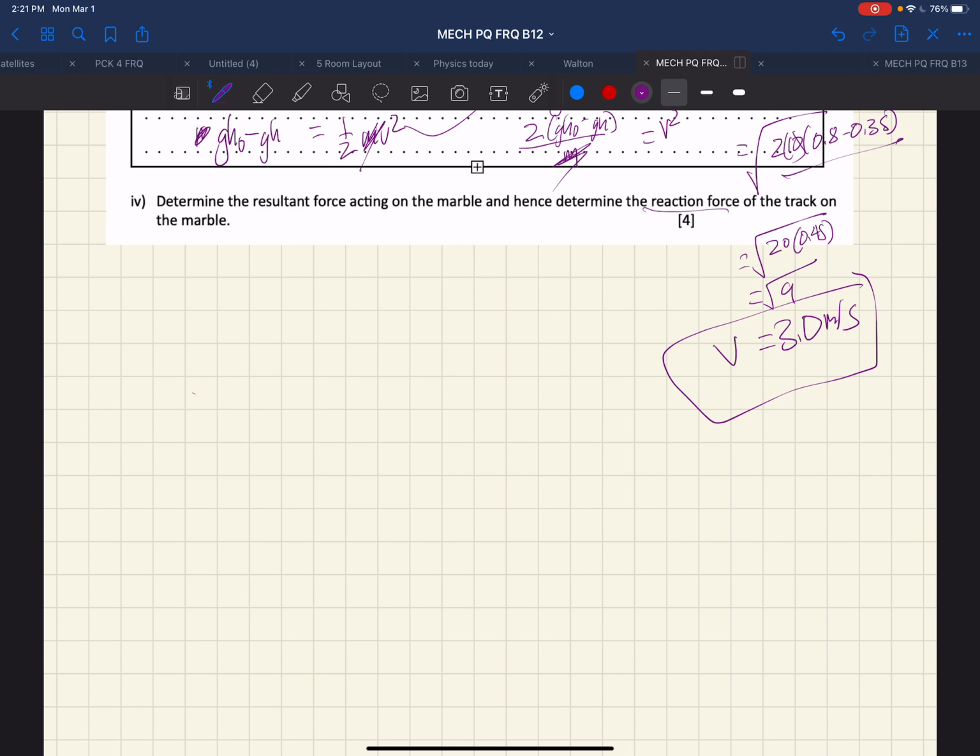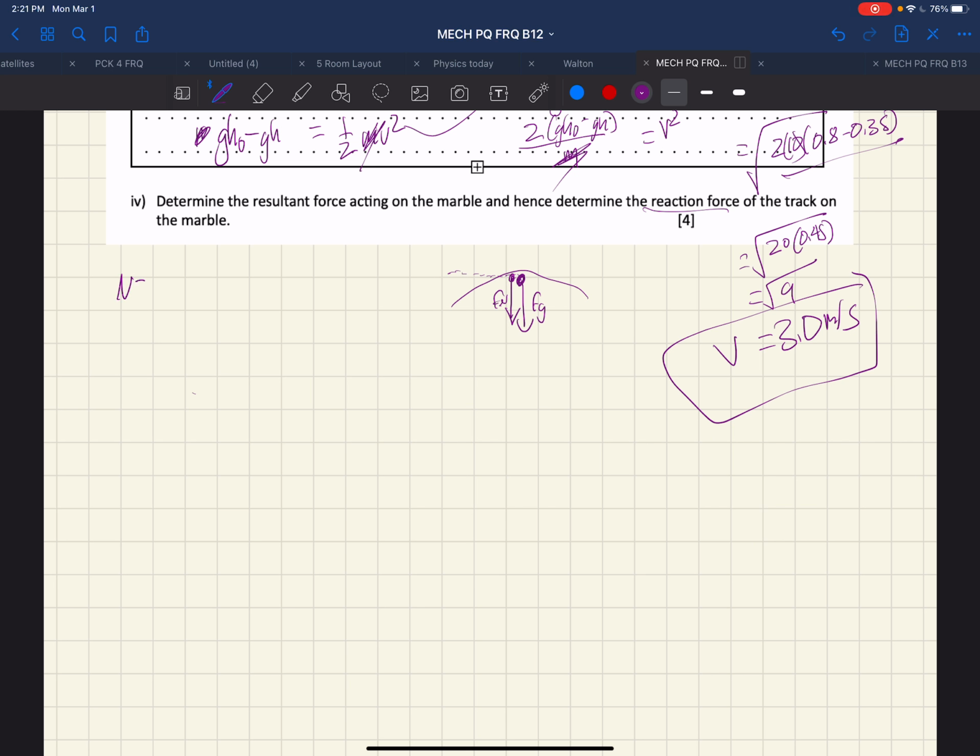In the last question, we're asked to determine the resultant force and the reaction force of the track on the marble. So let's begin with a free body diagram. We know that at the top of the track, there's the force of gravity pulling downward. But this marble wants to go in that direction, and it doesn't because there's a normal force pushing in the same direction.